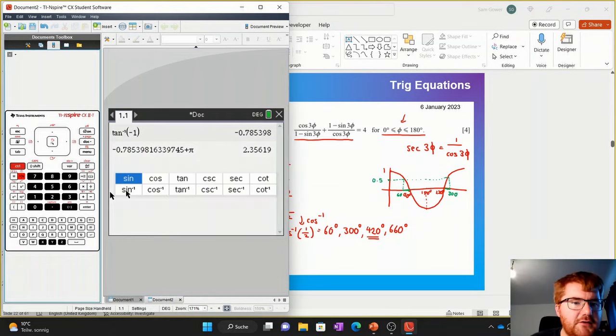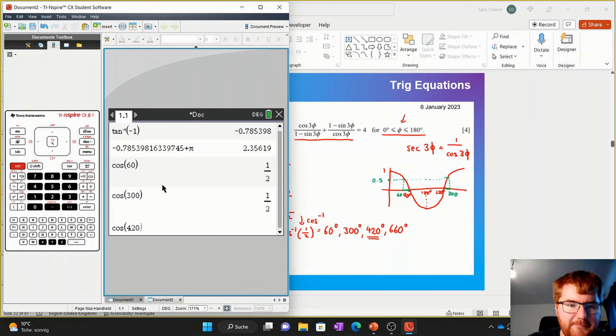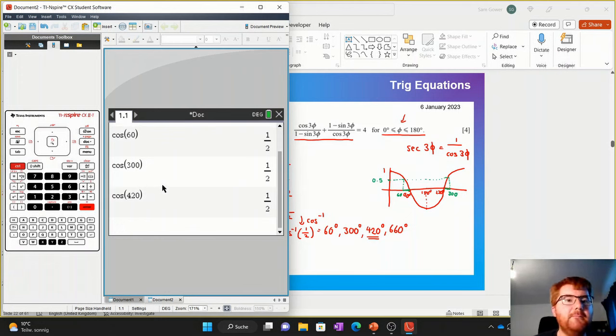Notice if I do a cosine of 60, I get 1/2. If I do cosine of 300, I also get a half. If I do cosine of 420, I also get a half. So this is what I mean by there are more than one answer. Remember, your calculator is not that sophisticated. It can only give you one answer, whereas there are many different answers for this.